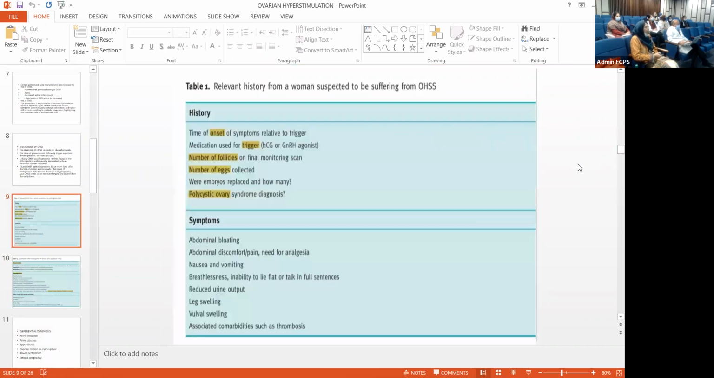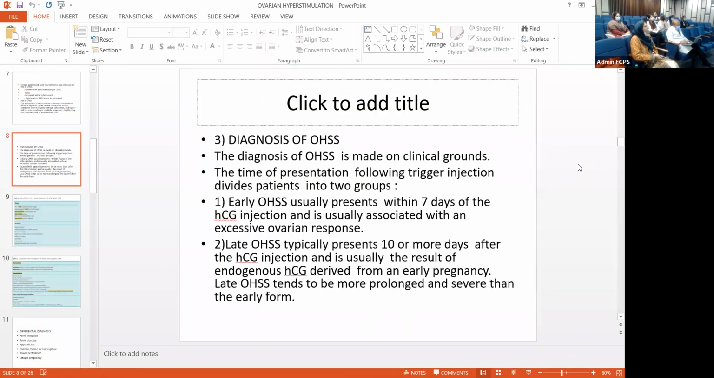Diagnosis. Diagnosis of OHSS is made on clinical grounds. The time of presentation following the trigger injection divides the patients into two groups: early OHSS and late OHSS. Early OHSS usually presents within 7 days of the HCG injection and is usually associated with an excessive ovarian response. Late OHSS typically presents 10 or more days after the human chorionic gonadotropin injection and is usually the result of endogenous HCG derived from an early pregnancy. Late OHSS tends to be more prolonged and severe than the early form.